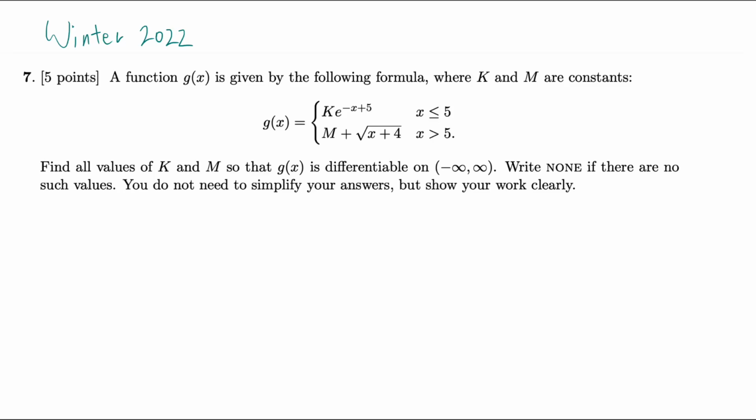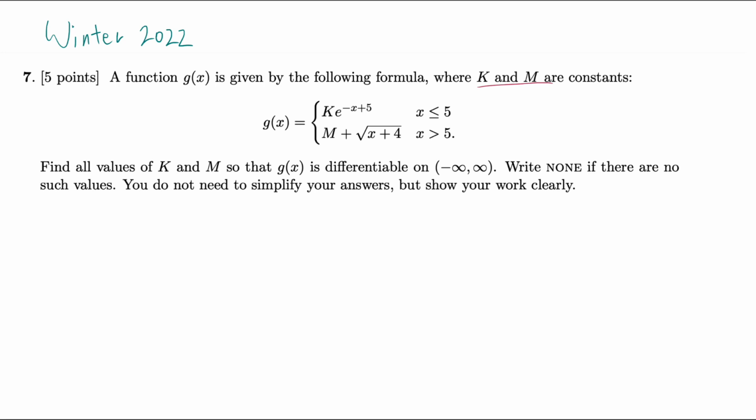Of function g of x is given by the following formula, where k and m are constants. So k and m are just some numbers that we don't know, and our g of x is defined as follows. And we wish to find all values of k and m so that g of x is differentiable on all real line, the entire real line. Write none if there are no such values. Okay, we do not need to simplify the answers, but we have to show the work.